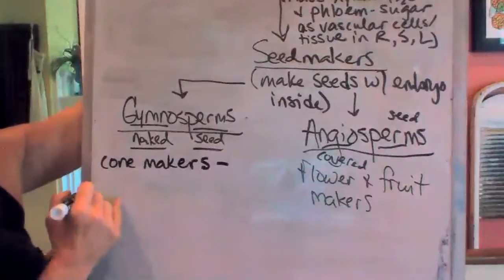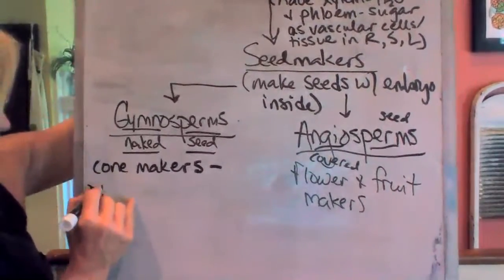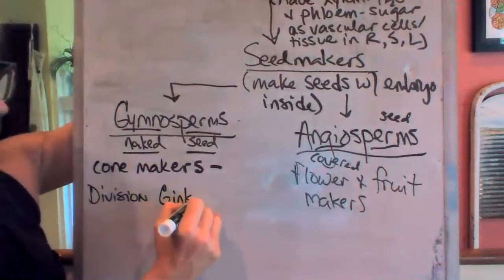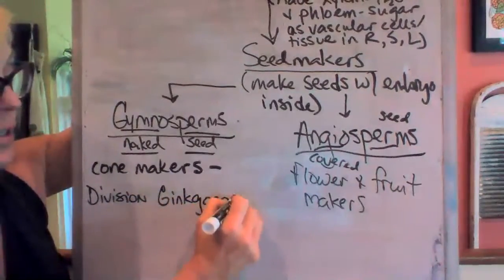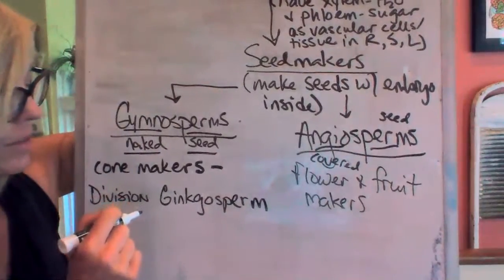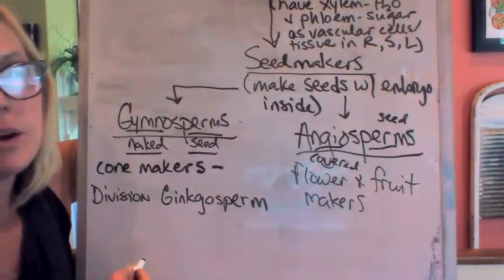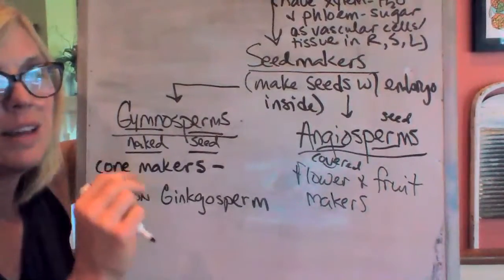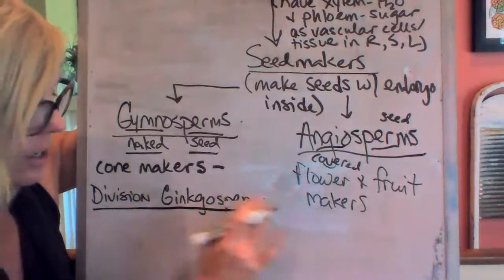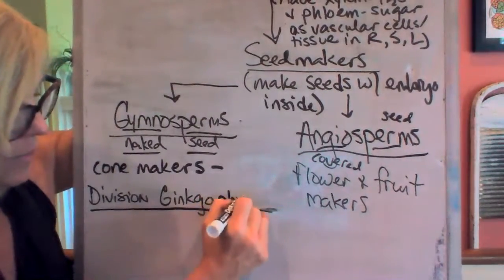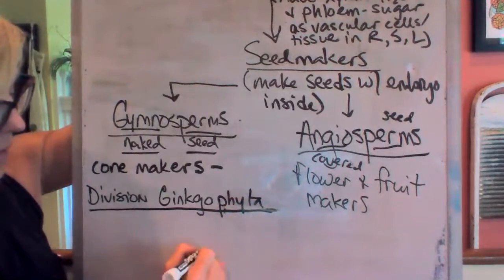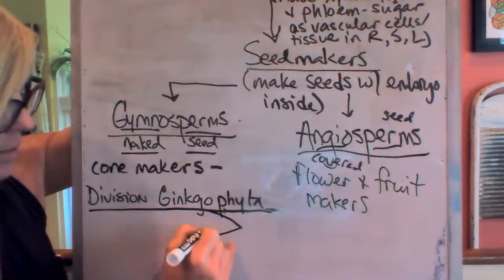Typically, we do have two divisions. We have the division Ginkgophyta. The ginkgo is a living fossil. It's a tree that has been in existence, that species, since the dinosaur times. And so there's only one species left of this division. So division Ginkgophyta, also ginkgosperm. Phyta means plant. So the ginkgo, and they have leaves that look kind of like this.